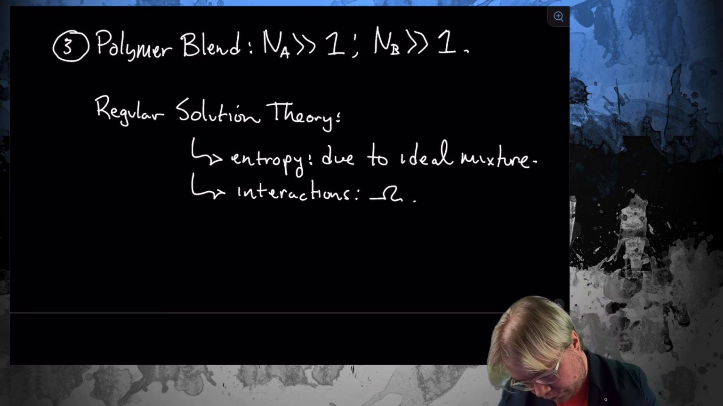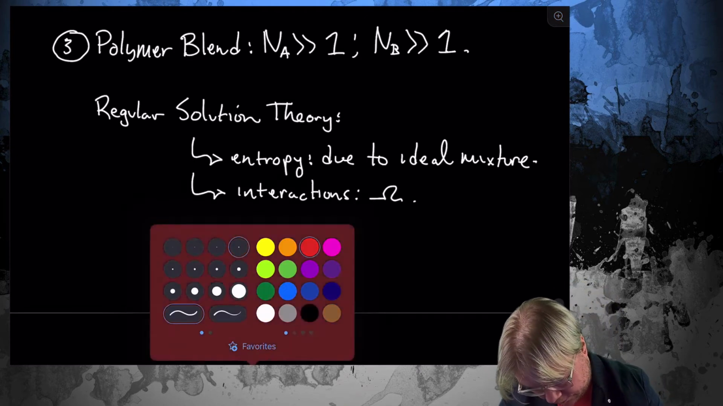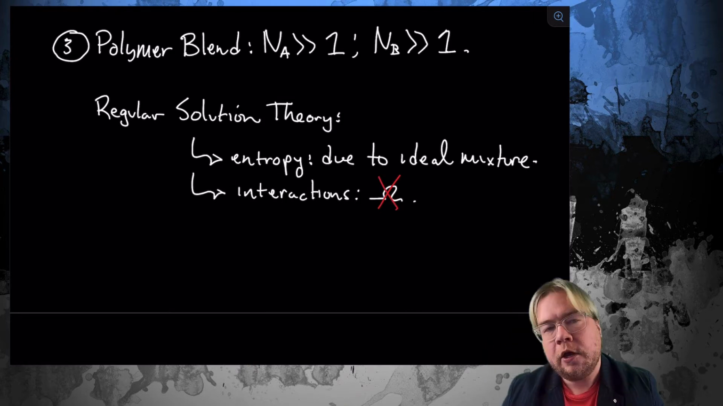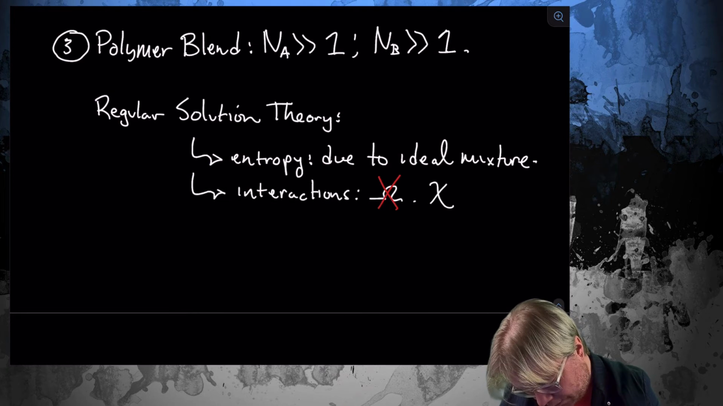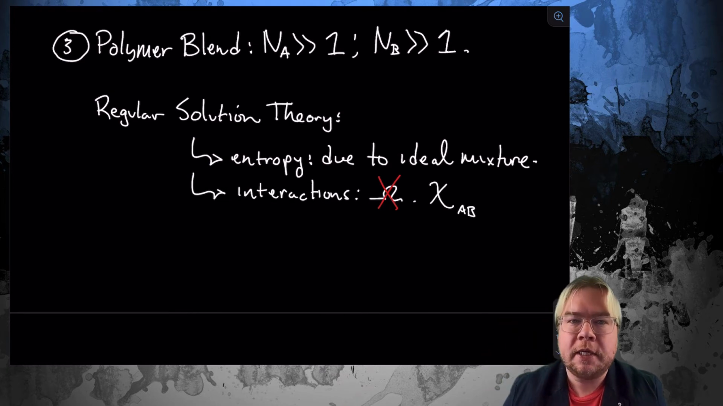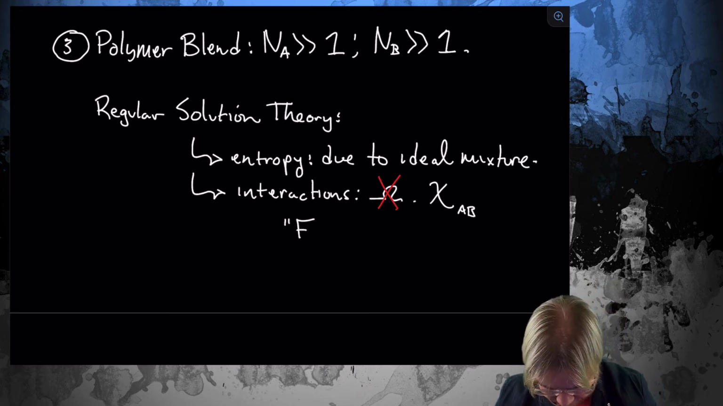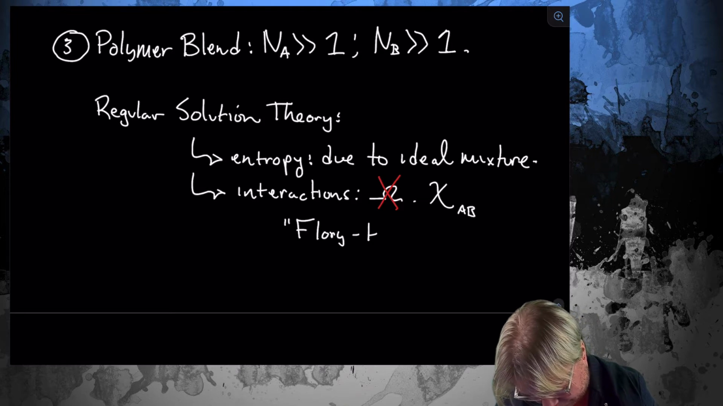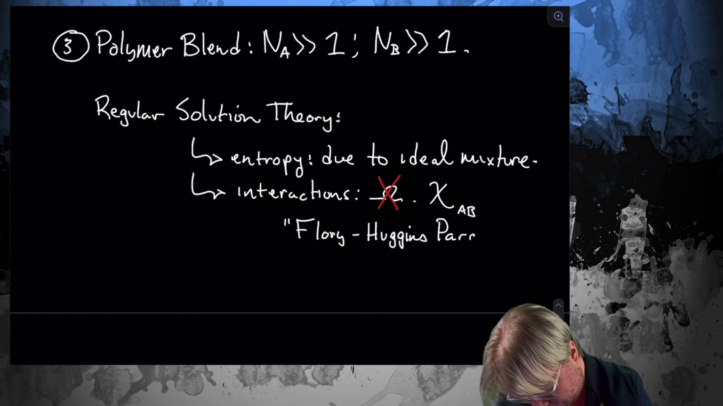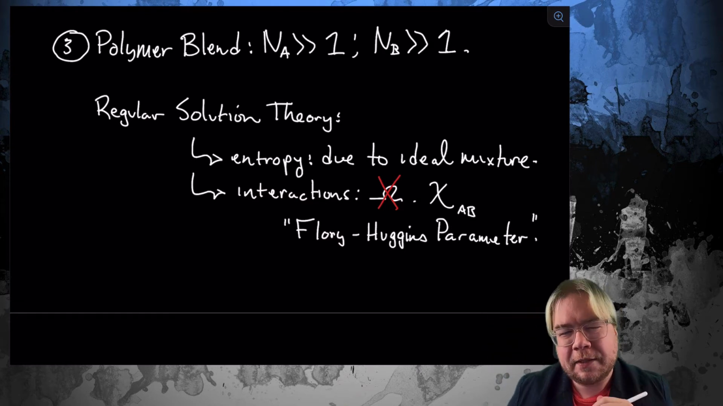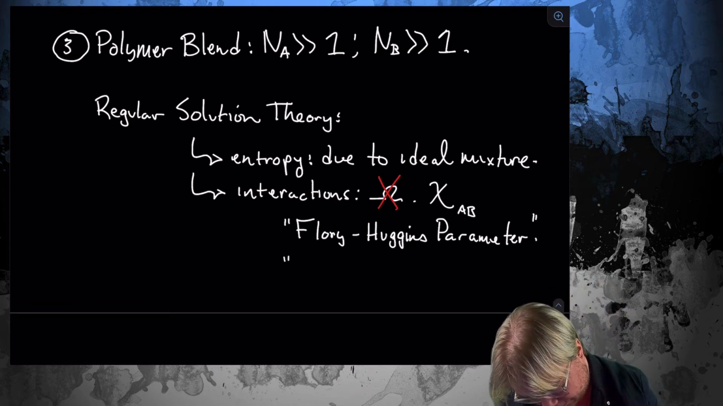So we're going to not do that today, but we're going to characterize our interactions by something that we call chi. And chi, sometimes we'll put AB as a subscript, and that chi AB is going to be what we call the Flory-Huggins parameter. Not only that, sometimes we call it different things. We might also call it the interaction parameter.